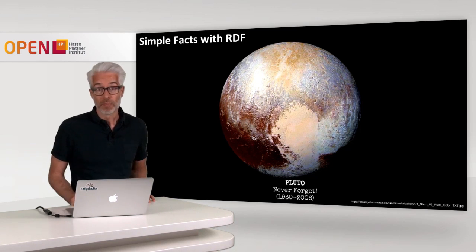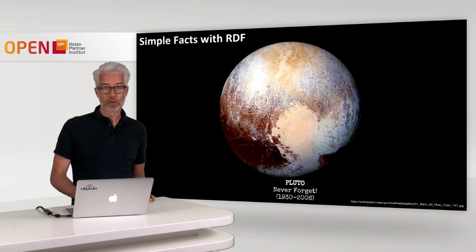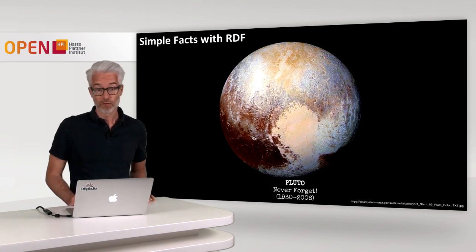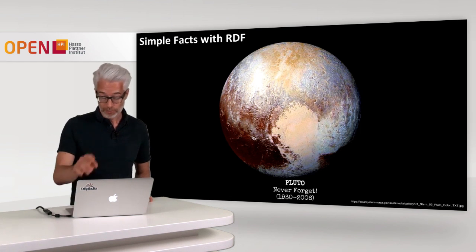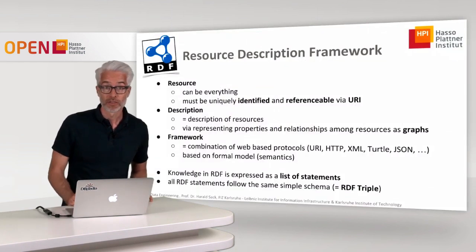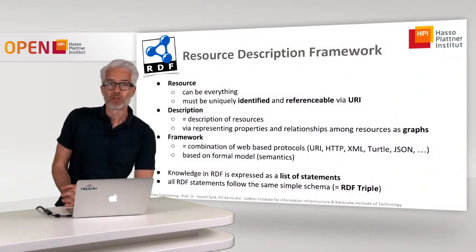By the way, the main example that we will use for RDF is the planet Pluto. Oh yeah, pardon me, it's not a planet, it's a dwarf planet, so it's no planet anymore, but we will come back to that later. First, let's focus on RDF. So, the Resource Description Framework.